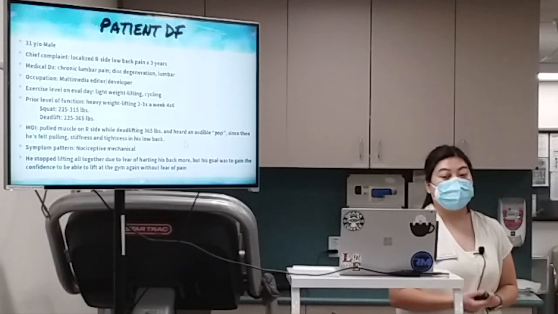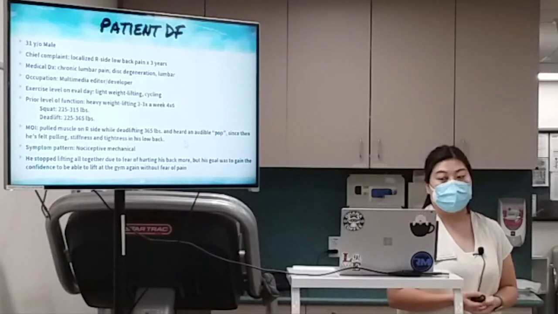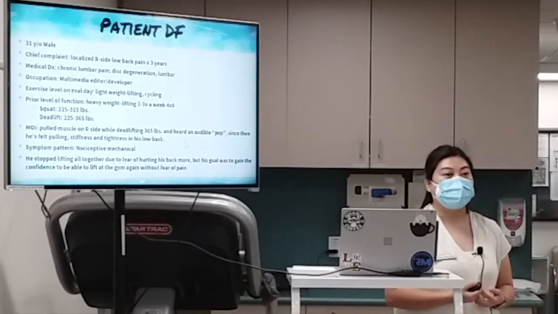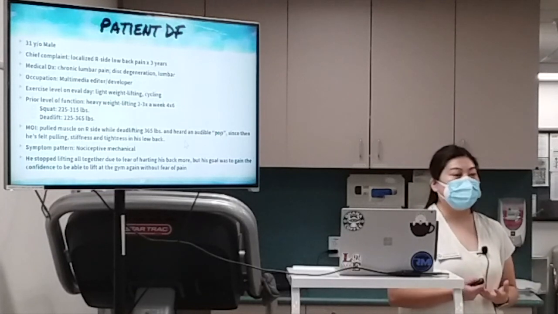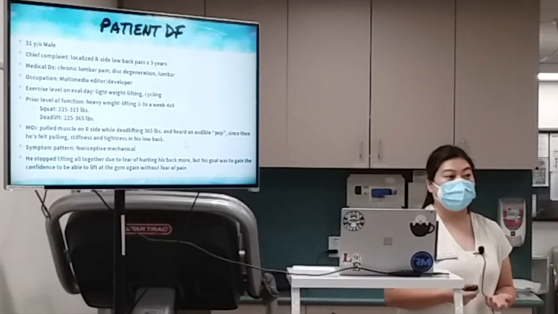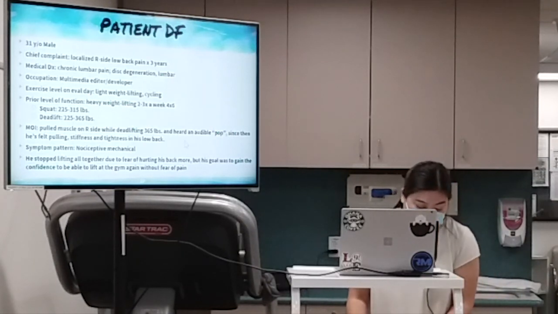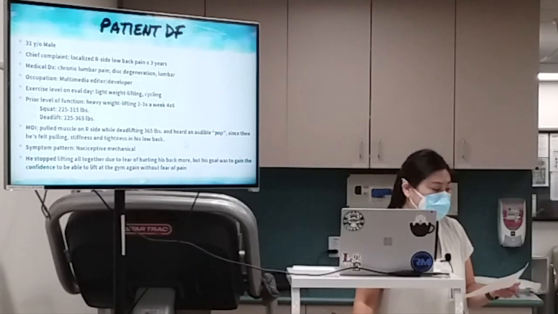His mechanism of injury was he pulled a muscle on the right side while deadlifting 365 pounds and heard an audible pop. Since then, he's felt pulling, stiffness, and tightness in his low back. His symptom pattern is mostly nociceptive mechanical, and he has stopped lifting altogether due to fear of hurting his back more, but his goal was to gain more confidence to be able to lift at the gym again without fear of pain. And he actually wrote something for me to say to you guys today after I asked him if I could share his story.